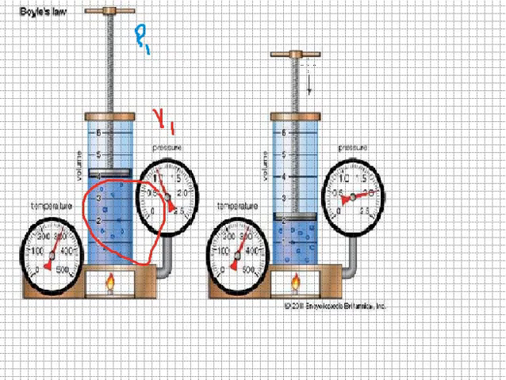Now the pressure has changed here. So what is the pressure now? We are going to use this pressure as P2. Even the volume has changed, so the volume is going to be V2.